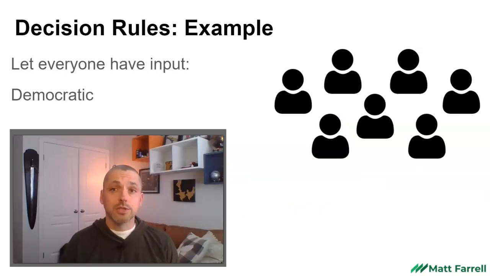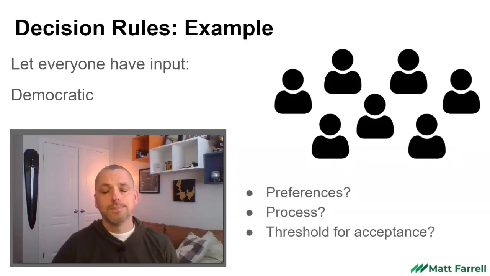An alternative would be to let everyone else have input. That would be sort of at the opposite end of the spectrum. If at one end of the decision-making spectrum there's a dictatorship where one person decides, there could also be a more diffuse process at the other end where we let everybody decide, and we call those processes democratic.